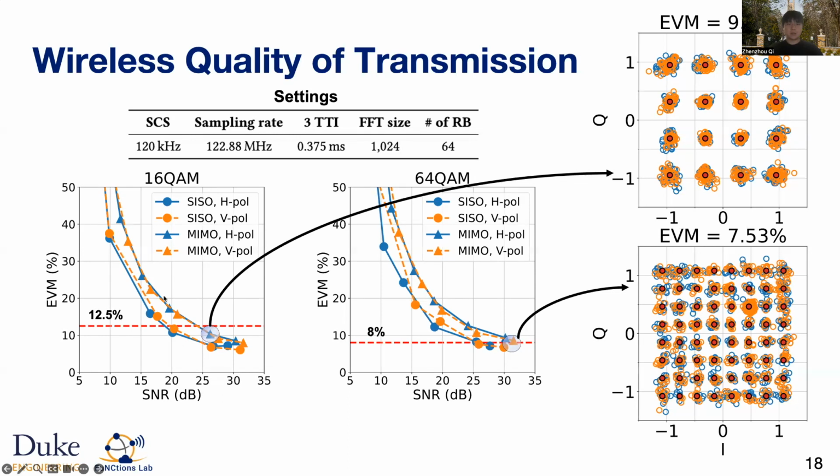In 16 QAM, we can see that with the SNR larger than 25 dB, we have an EVM less than 12.5%, which in this case is 9.71%. For the 64 QAM cases with the SNR larger than 30 dB, we can see an EVM less than 8%, which in this case is 7.53%.